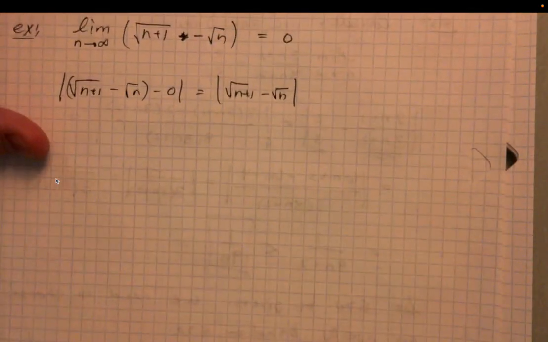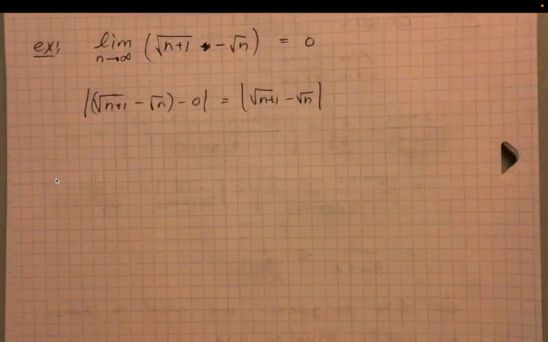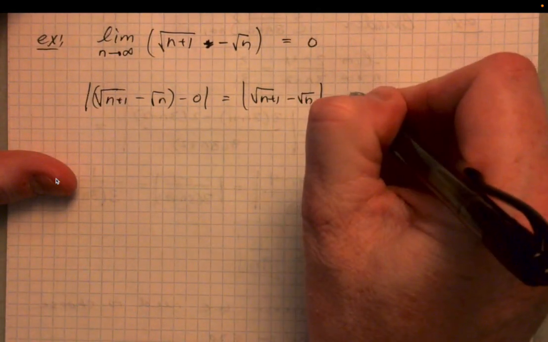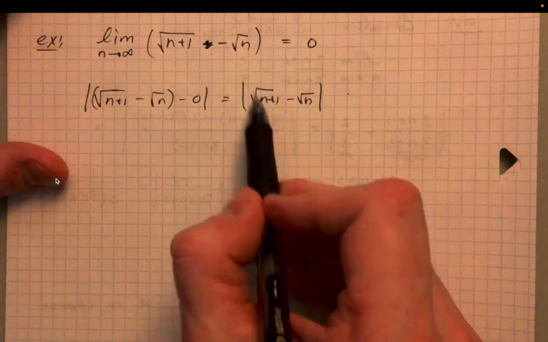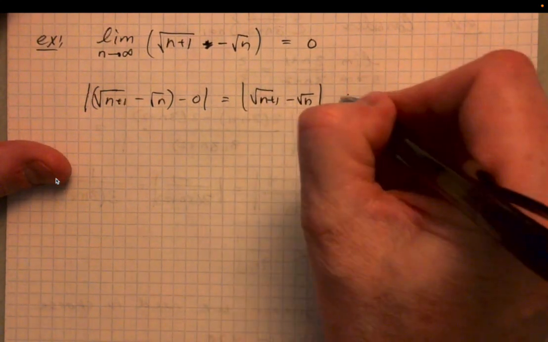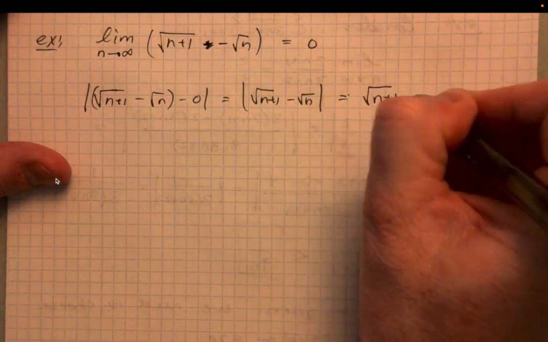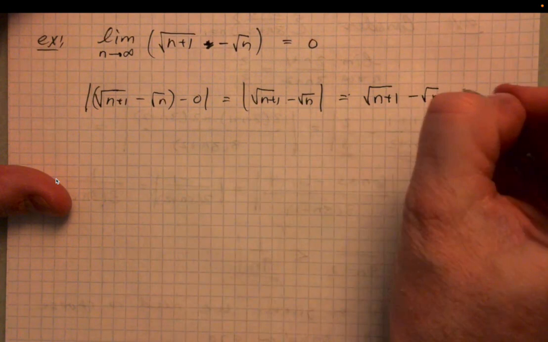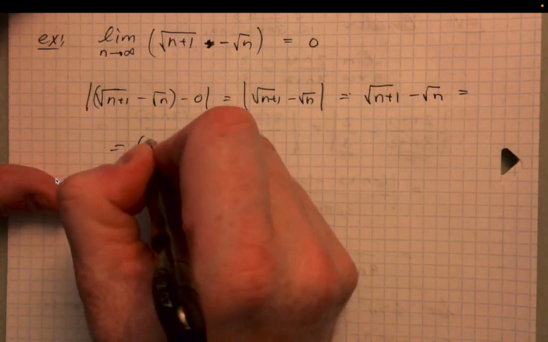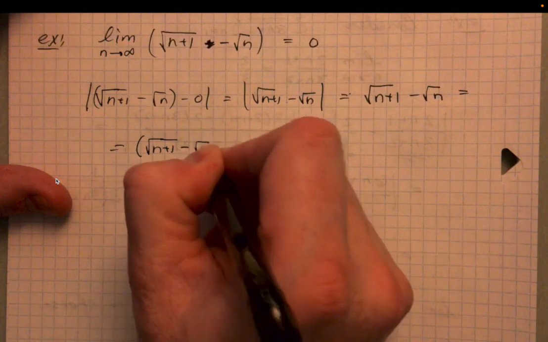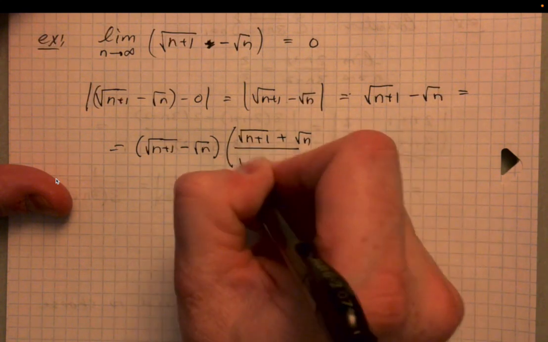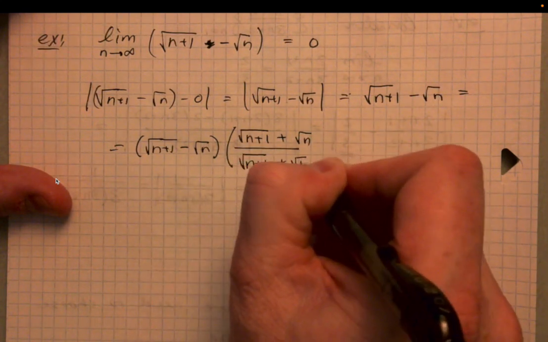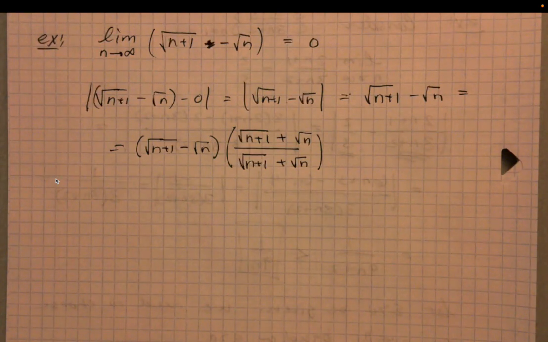Okay, and then we can do this nice trick here where we multiply the top and the bottom by the same thing. So first of all, notice that I can get rid of the absolute value, because this square root is larger than this square root, so this is always going to be positive. So I can just write this. Okay, and then I can multiply top and bottom by the square root of n plus 1 plus the square root of n, right? This is just an old algebra trick that we've been doing since day one. It's basically multiplying by 1, right?